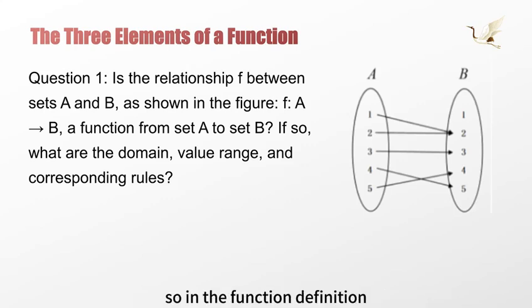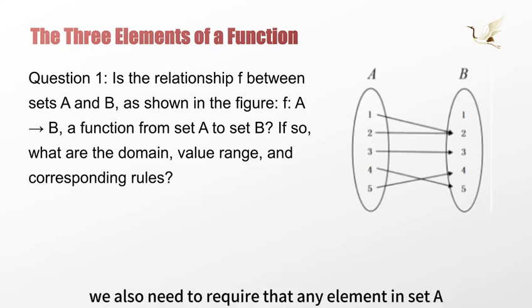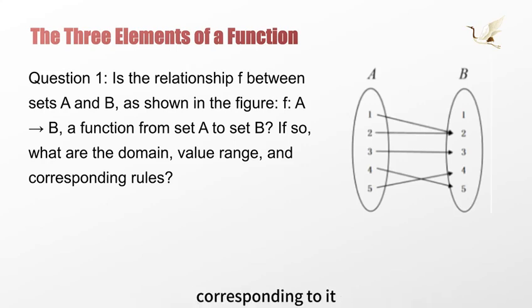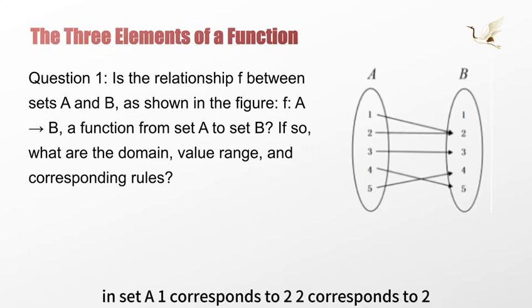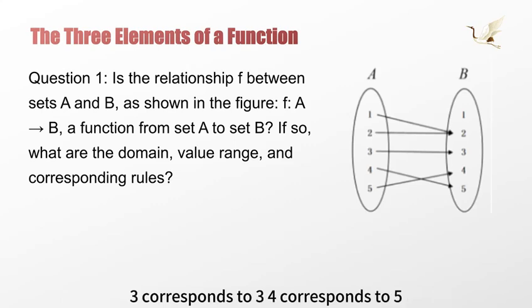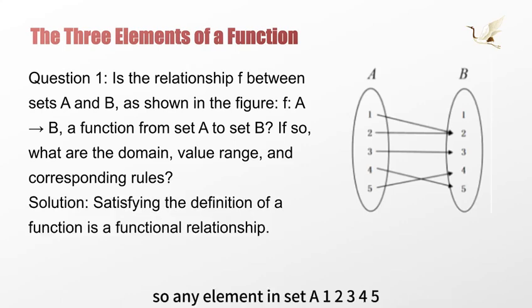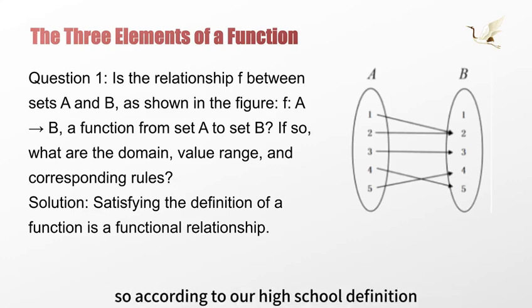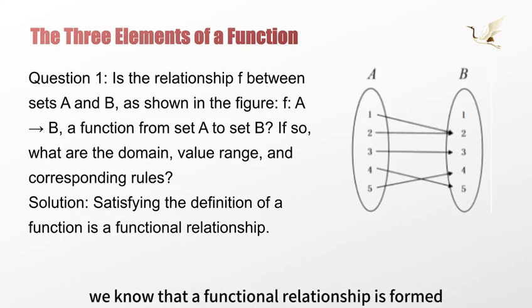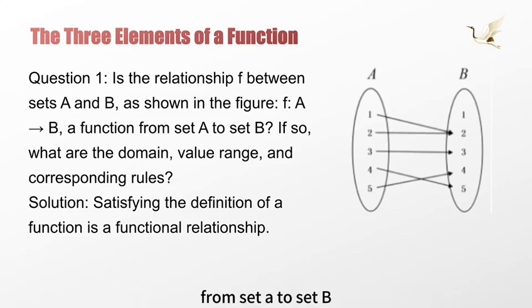In the function definition, we also require that any element in set A has a unique element corresponding to it in set B. Let's look at the correspondence between these two sets. In set A, 1 corresponds to 2, 2 corresponds to 2, 3 corresponds to 3, 4 corresponds to 5, and 5 corresponds to 4. So any element in set A, 1, 2, 3, 4, 5, can find a unique element corresponding to it in set B. So according to our high school definition, a functional relationship is formed from set A to set B.